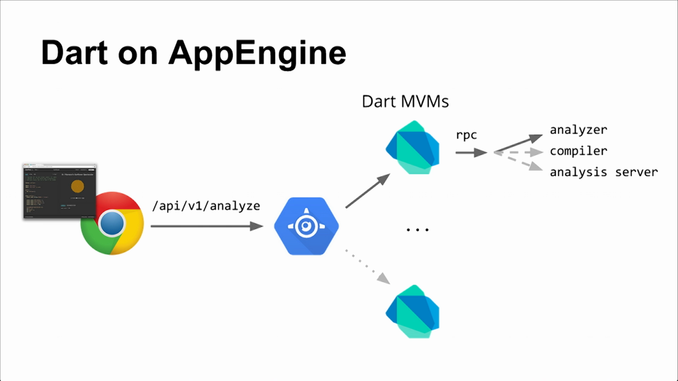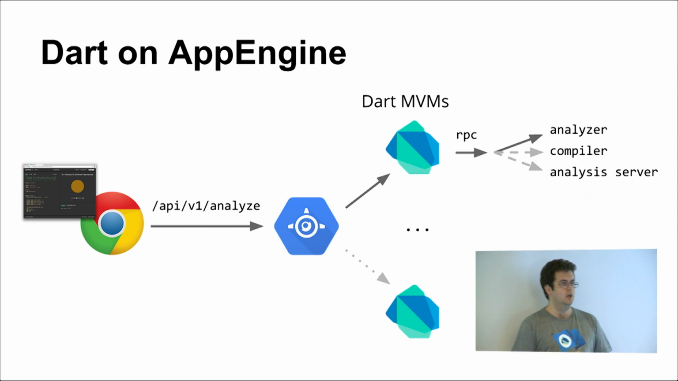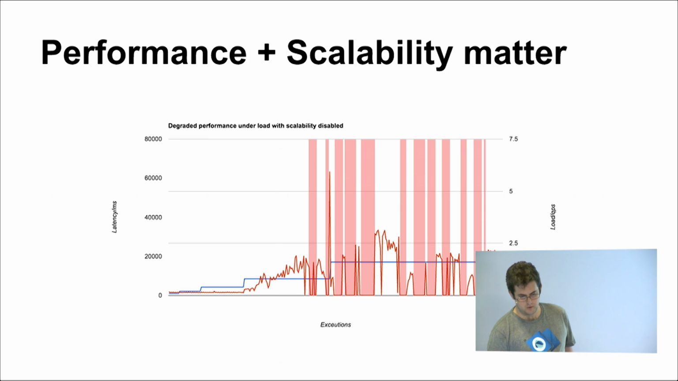And the way in which we handle the services is using the RPC package that's been written. So we get a request in via something that looks like API v1 analyze. The Dart on AppEngine routes that to a managed VM. The RPC package then allows us to select one of the endpoints that we use for providing those services, compute the results, and hand it back. This is all nice and well.